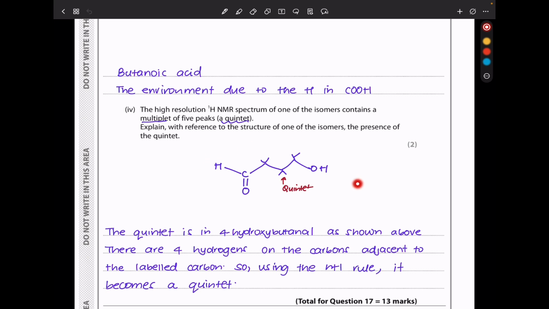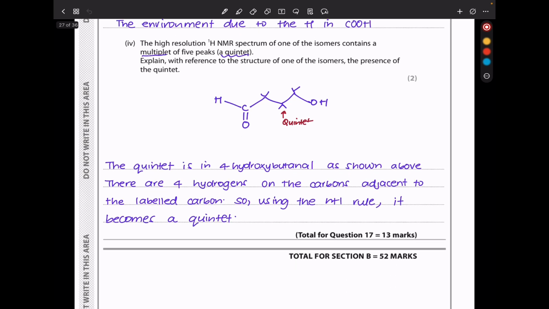So I drew this structure here, and we can see this is going to be the quintet because the adjacent carbons have a total of 4 hydrogens, and using the n+1 rule, it's going to be 4 + 1, creating a 5, so that is going to be split into 5 peaks. So I say the quintet is in the 4-hydroxybutanol as shown above. There are 4 hydrogens on the carbons adjacent to the labeled carbon, so using the n+1 rule, it becomes a quintet. So this brings us to the end of question 17.